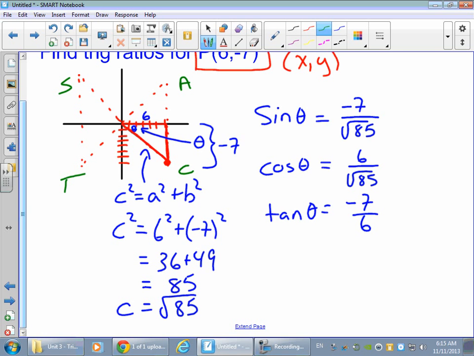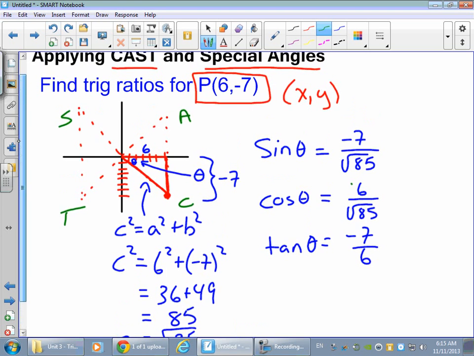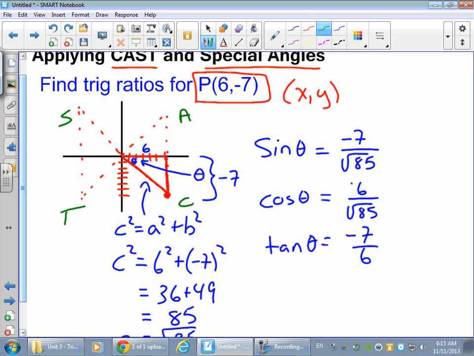down in the quadrant where we're working, cosine is positive. The other two are both negative. Okay, so that gives me a pretty good indication that maybe I did things fairly well. As far as finding the trig ratios for a given point, that's all we're looking to do.